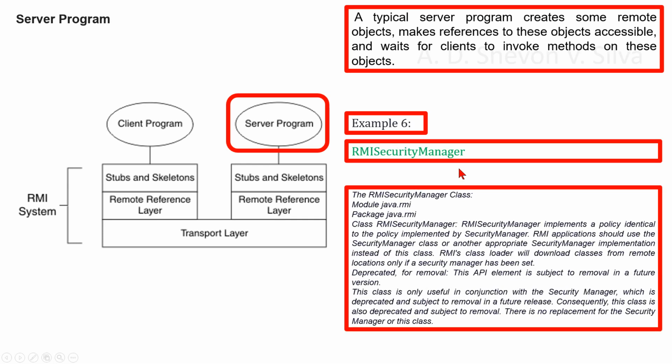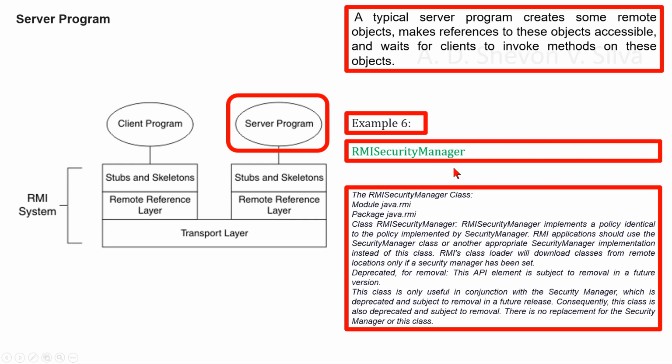Now we are considering the RMISecurityManager class. The RMISecurityManager implements a policy identical to the policy implemented by SecurityManager. RMI applications should use the SecurityManager class or another appropriate SecurityManager implementation instead of this class. RMI's class loader will download classes from remote locations only if a SecurityManager has been set.